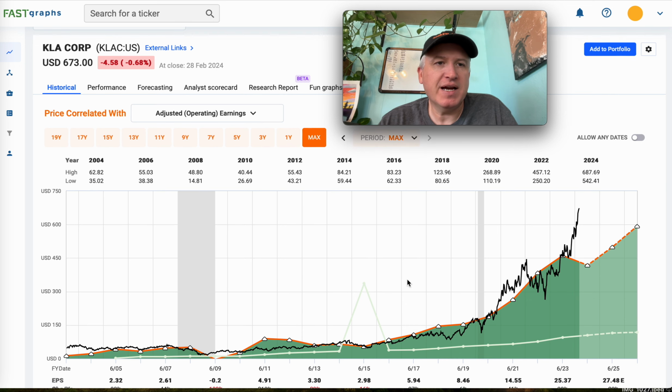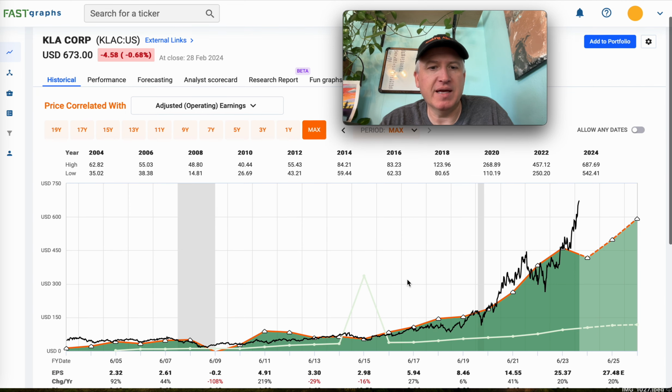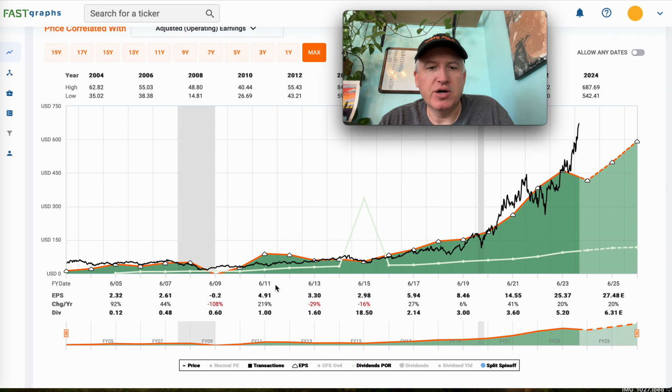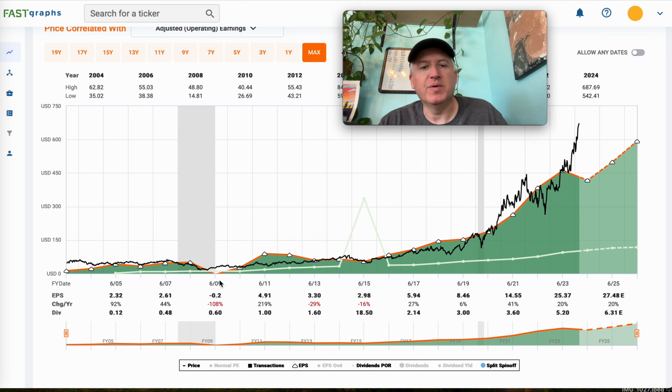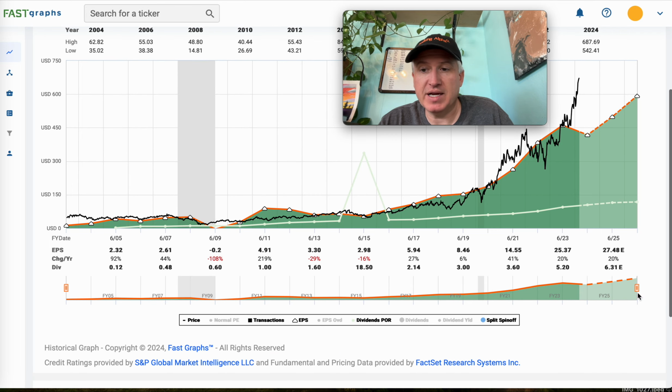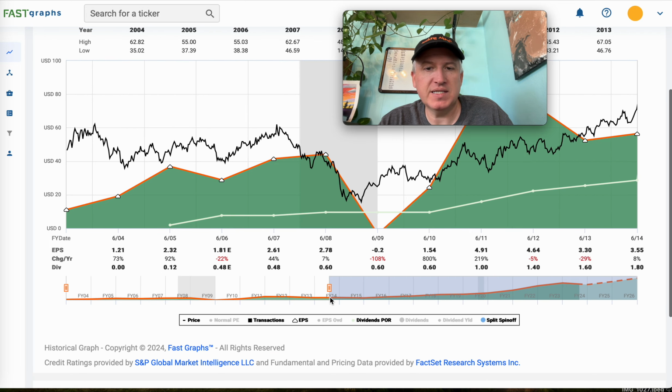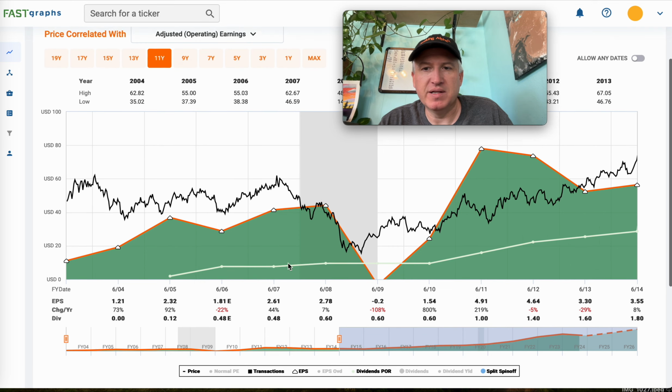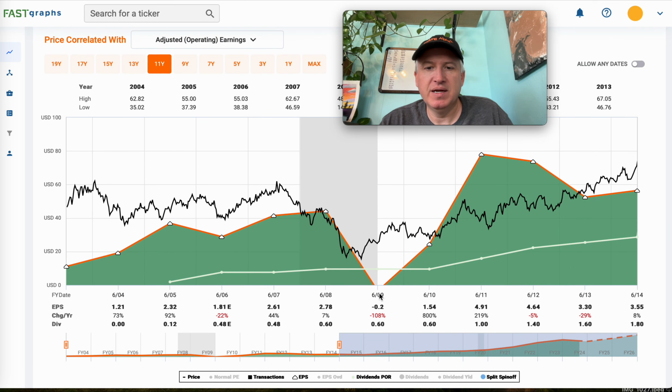So the first thing I check with any stock, really, but with KLA, is the earnings history. And we can see, especially the cyclicality of earnings, that during the Great Recession they actually had a year where they lost money. So if we zoom in a little bit, we can see it more clearly. A brief fall down here, a brief year of losses, and then they immediately bounced back.